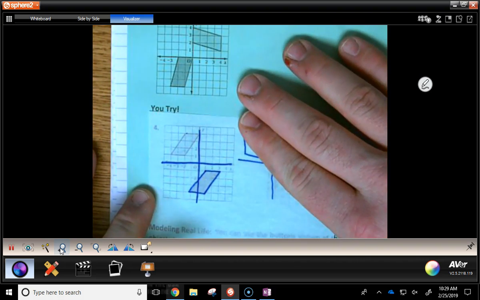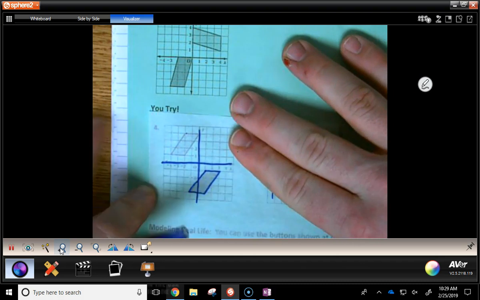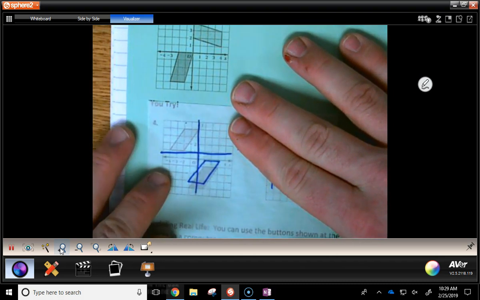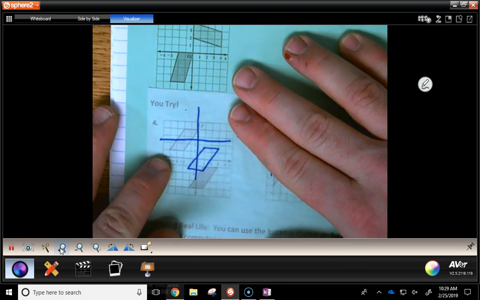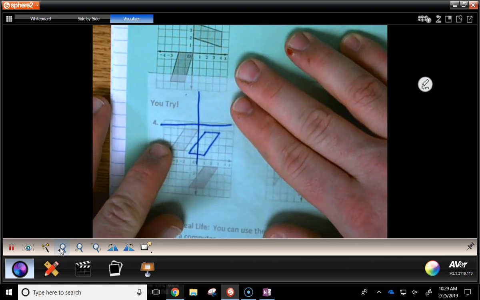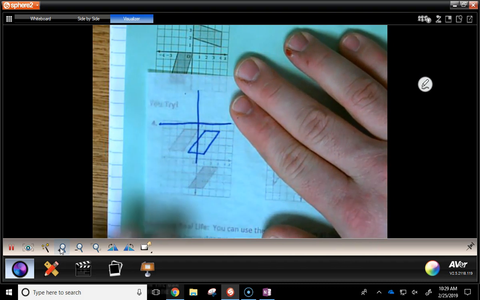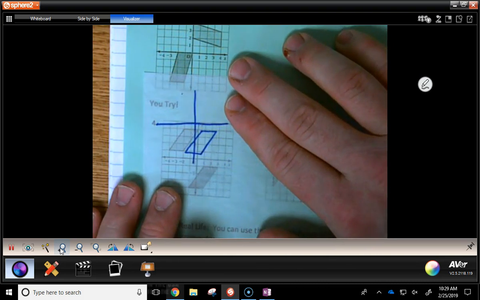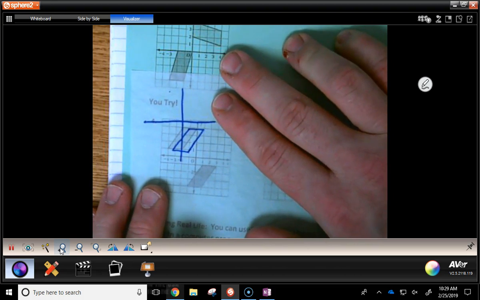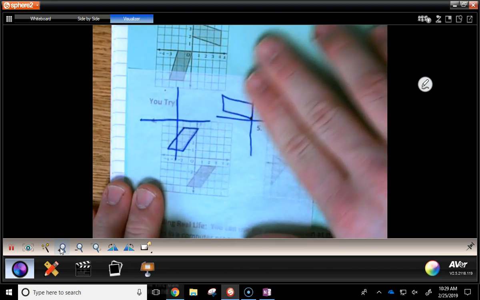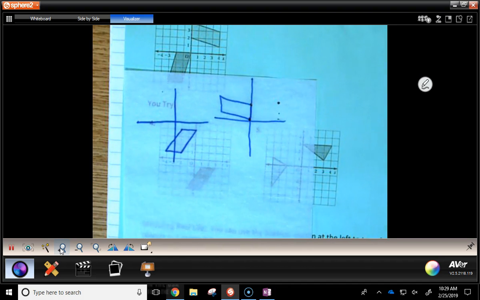Which direction? 5 up. Okay. I'm going to go 5 up. 1, 2, 3, 4, 5. You translated up 5, 3 left. 1, 2, 3. Perfect job. Translate up 5 units, translate left 3 units.